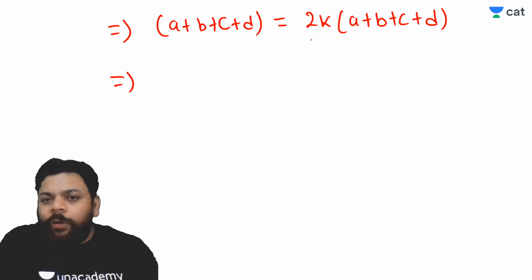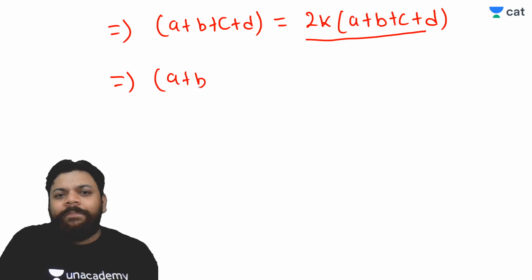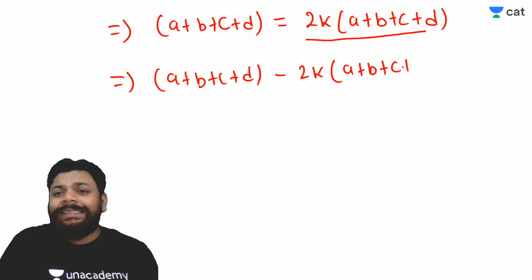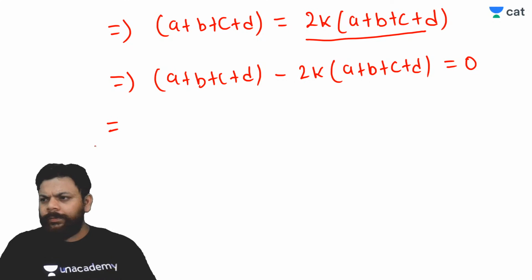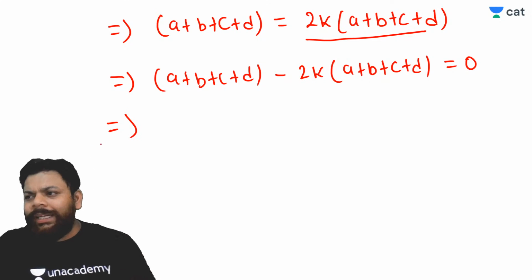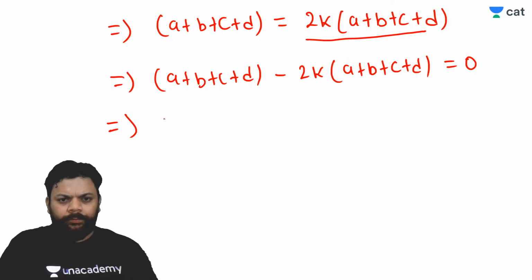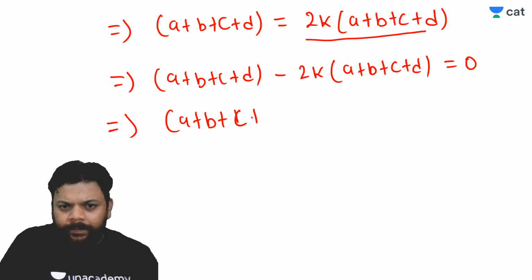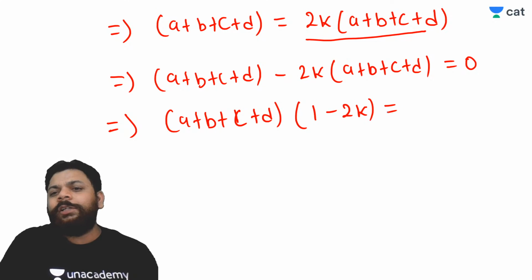If I shift this whole value to the RHS, can I write like this? a plus b plus c plus d minus 2k. a plus b plus c plus d will be equivalent to 0. Okay, first value is 1 by 2, that's correct. What about the second value? If I take a plus b plus c plus d as common, I am left with 1 minus 2k is equal to 0.